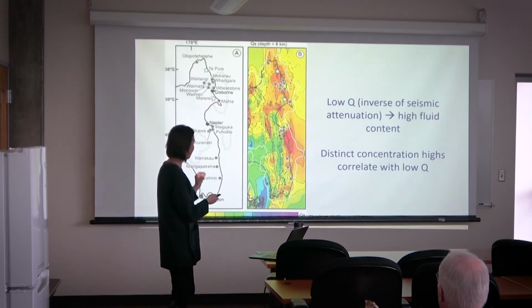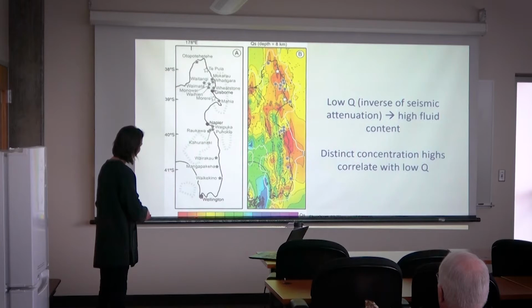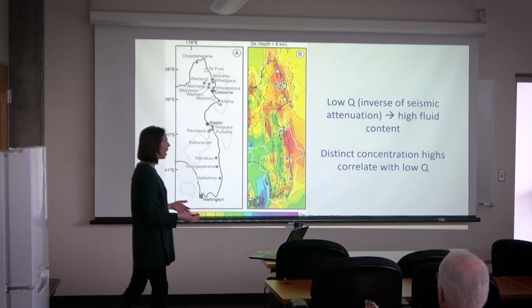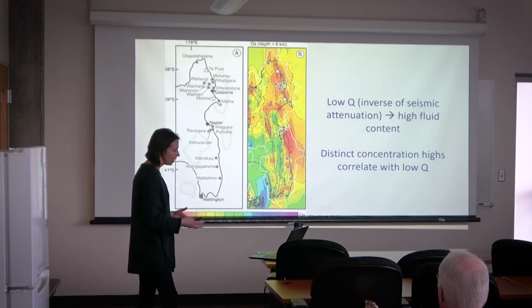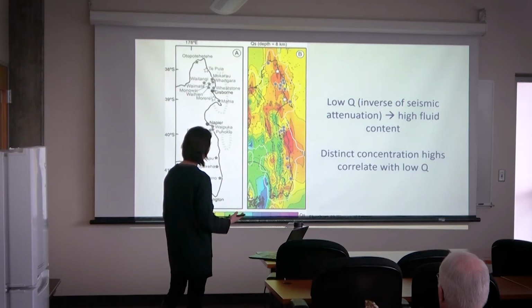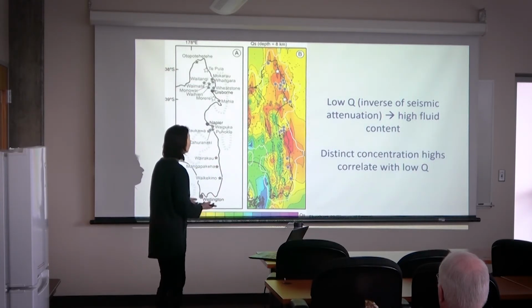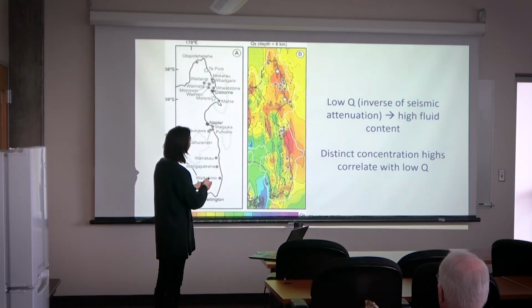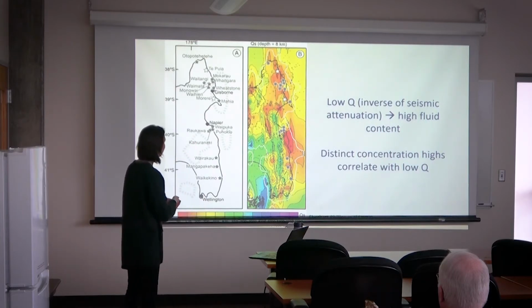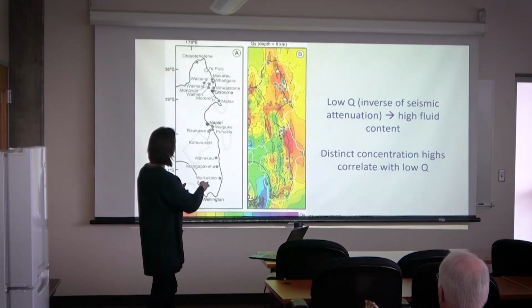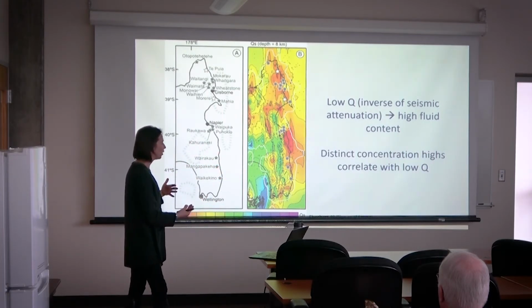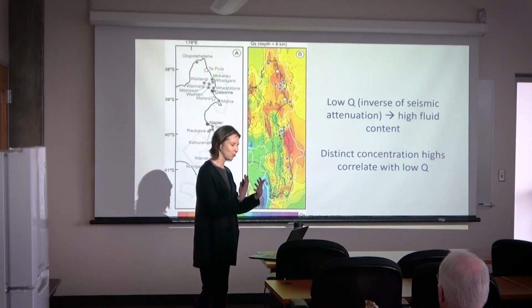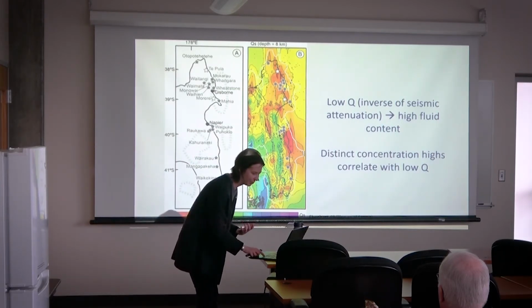And so low Q values, which are going to be in the red or the orange, are interpreted as high fluid content. Not necessarily high pore fluid pressure, but high porosity, and it's been used as a proxy for fluid content. So where you see the red and the orange, there are more fluids able to be transported. And what's interesting is that a lot of these line up with our springs, and where we see some of the really high concentrations. And so there are distinct concentration highs that correlate with low Q values. I think it's a nice way to start trying to integrate geochemical and geophysical data sets.